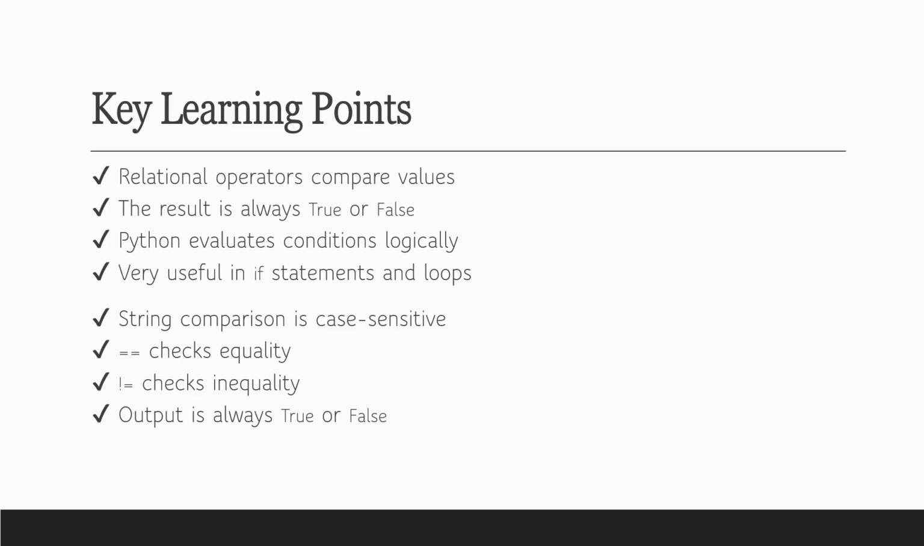When we compare string values, we must remember that string comparison is case sensitive. This means uppercase and lowercase letters are treated differently. The equality operator checks whether two values are equal. The inequality operator checks whether two values are not equal. And once again, remember that the output of relational operations is always either true or false. These are the most important concepts you should remember while working with relational operators in Python.